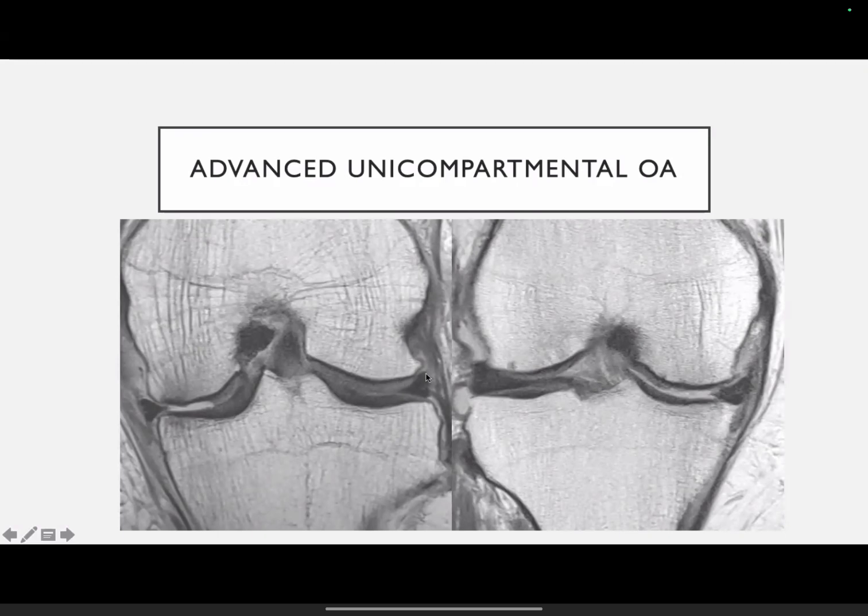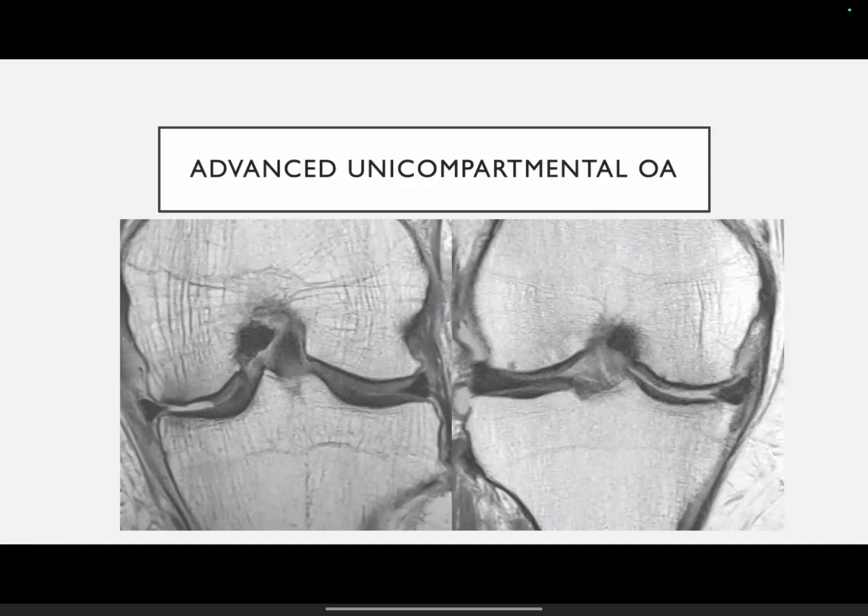So we see that the body of the meniscus is extruded out in the medial compartment. So possibly there must be a root tear somewhere, or in the posterior horn there must be a tear, which is the most common association with osteoarthrosis.